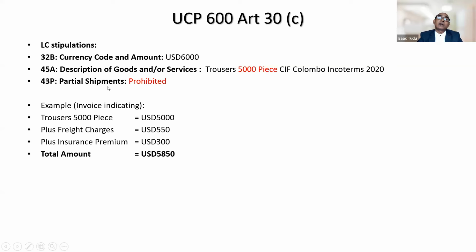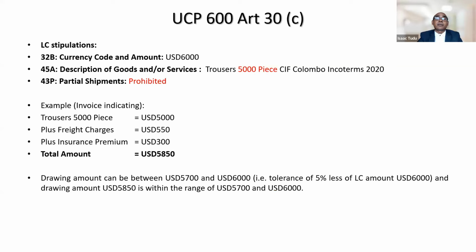So on one side, LC does not allow partial shipment. Whether this presentation against the LC amount of 6,000 will be acceptable or not. Here, UCP Article 30C will be applicable, and we need to find whether this amount is well within the 5% less tolerance of the LC amount or not. So drawing amount can be between 5,700 and US dollar 6,000, right? How has this figure been arrived at? Simple. Tolerance of 5% less of LC amount, 6,000, has been taken. So if you calculate 95% of 6,000, you will find 5,700, right? So if the drawing is within this, then it is absolutely okay.